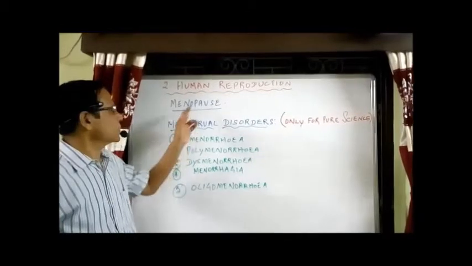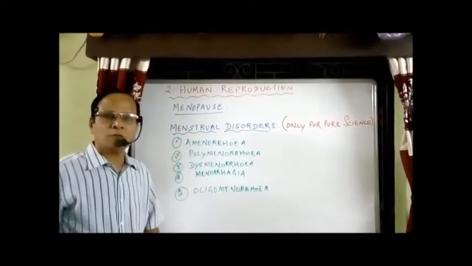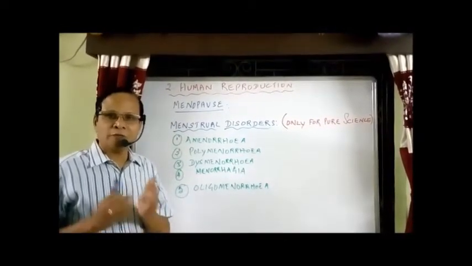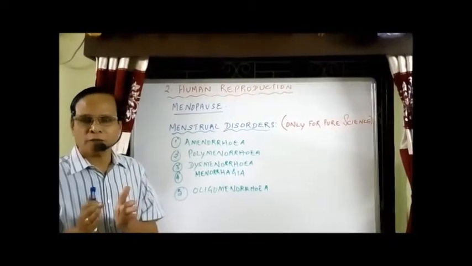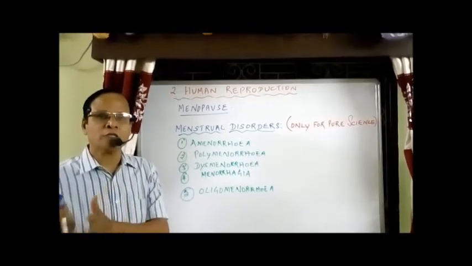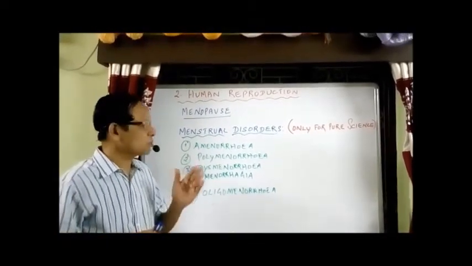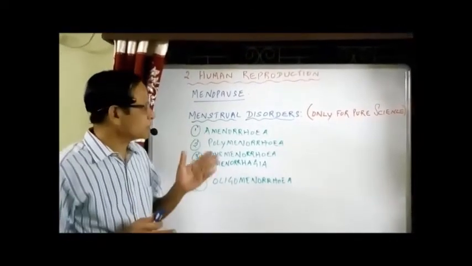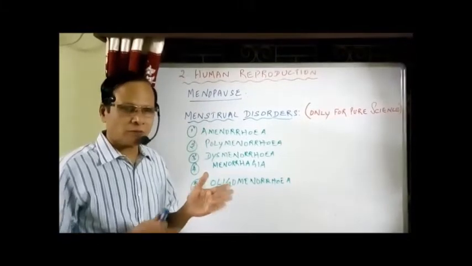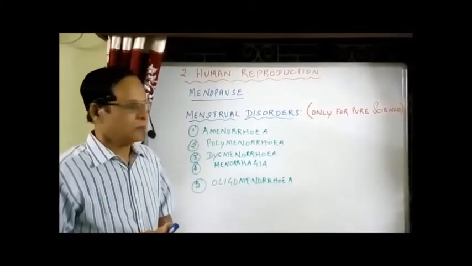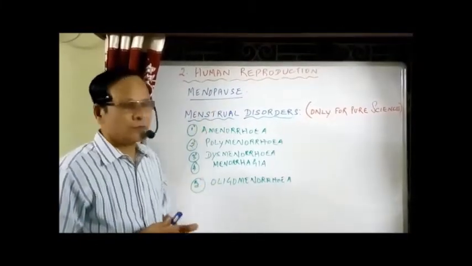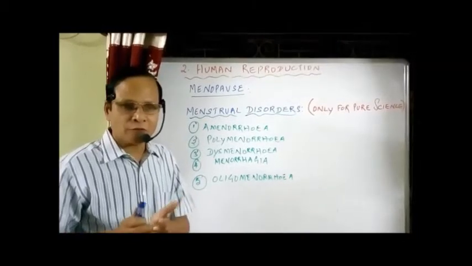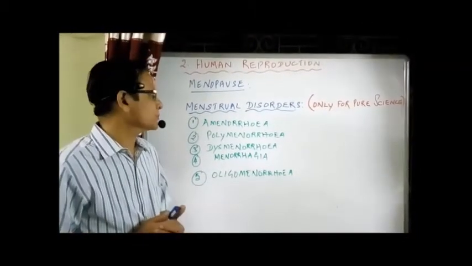What is menopause? It is one of the phases in a woman's life when menstruation and ovulation stop. There is no ovulation because there is no menstruation, so there is an arrest of the menstrual cycle. The age for menopause lies between 45 to 50 years in women.